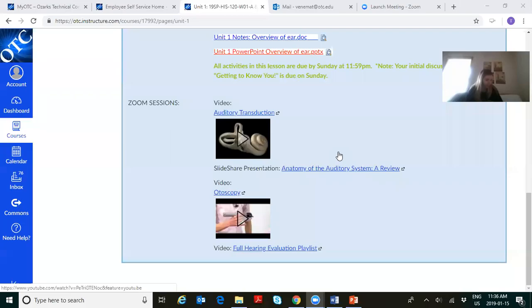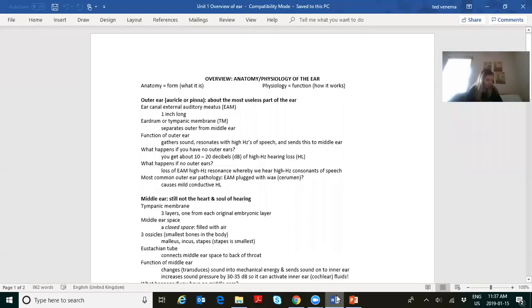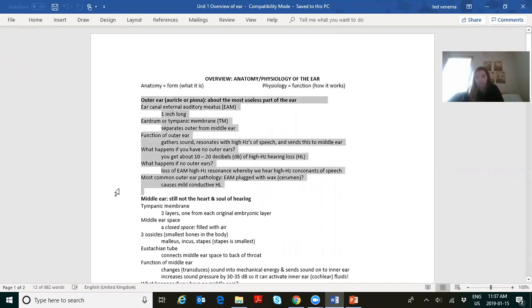So without any further ado, why don't I start sharing screen, and let's look at our notes quick for this course. And you can see that today what we're looking at is overview, anatomy, and physiology of the ear. And there I laid it out. Anatomy, form, what it is. Physiology, function, how it works. So basically, we're going to look at the outer ear quickly today. We're doing an overview of everything.